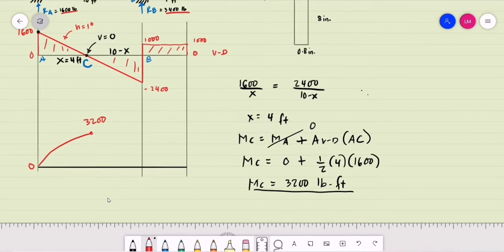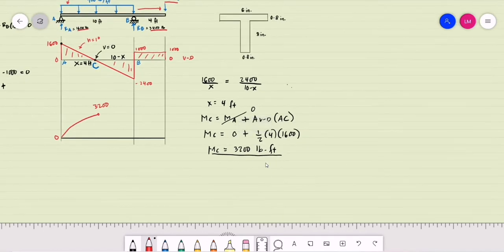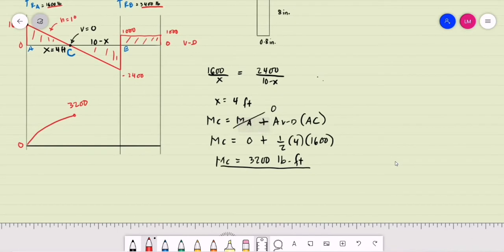So how do we compute for the moment at B? The moment at B is equal to the moment at C plus the area of the shear diagram for the segment C to B. So we are now dealing with the negative area of the shear. What is our moment at C? That is the previous value.